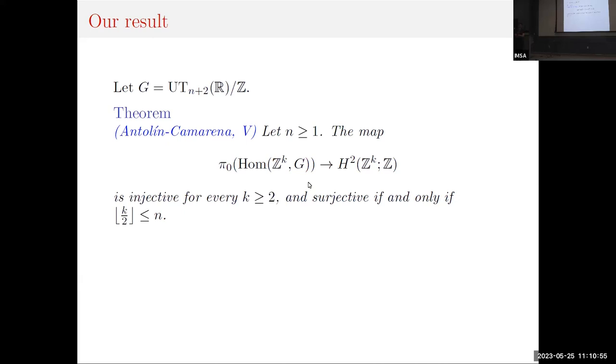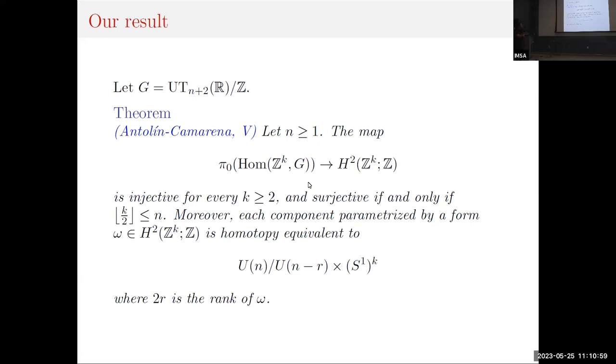So that's already a nice parametrization of the components. But we also know the homotopy type of the components, and it actually is quite a nice space. This is just the Stiefel manifold of complex embeddings, and this is just a K torus, right? So there's an extra number here, R. In this case both N and R were encoded in the previous result in that sigma. R is actually the rank of the form omega in this H2. So what I want to tell you a little bit is, how does the proof go? How do you get this kind of statement? And especially what role this rank plays here.